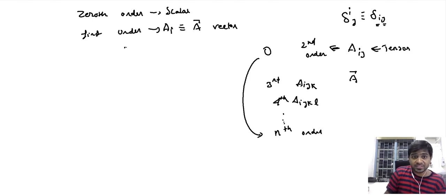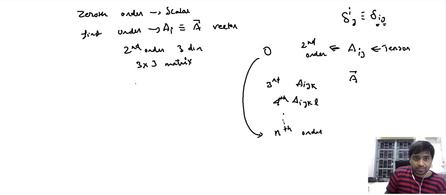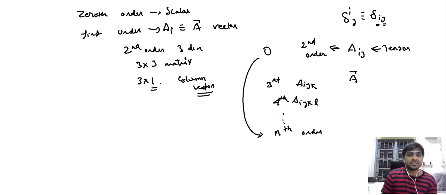So when we consider the second order tensor in 3 dimensions, we express it as a 3 cross 3 matrix. And when we consider the first order tensor, for instance in 3 dimensions, it will be a 3 cross 1 matrix, and this is nothing but a column representation of the vector. So the vector can also be treated as a tensor.